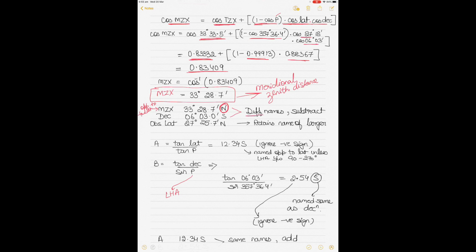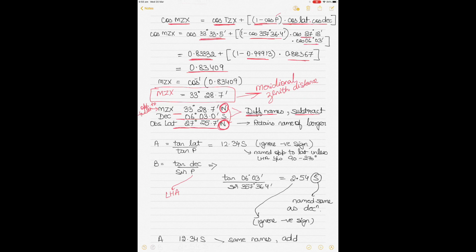Then the rule of thumb is if they are different names, you will subtract. So if they are north and south, you would subtract. If they were both north or both south, you would add them. Because they are north and south and you have to subtract, I will put a subtraction sign here and I will subtract the smaller number from the bigger number and retain the name of the larger. The larger is north here. So I will name the observed latitude north. And the answer I get is 27 degrees 25.7 minutes north. That's how you get your observed latitude.